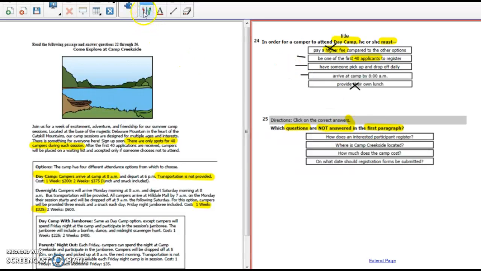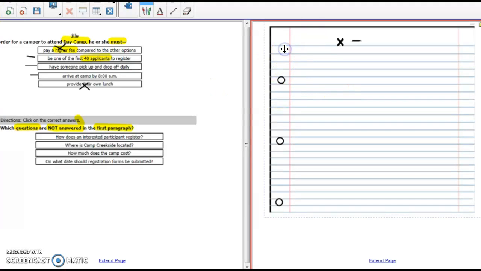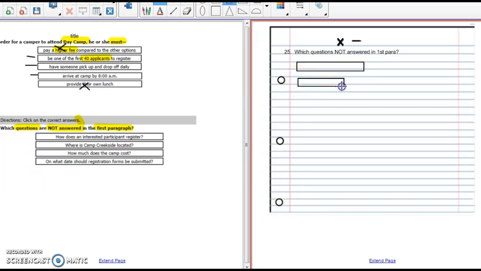So we know we are going to do our yeses and nos. So you should have loose leaf paper. 25, which questions not answered in the first paragraph. Okay, and it's very easy for you, much harder for me to draw 4 boxes. You don't have to copy the questions. However, you need to be able to write the answers to the questions if they are answered in just the first paragraph. You do not look anywhere else, just the first paragraph.